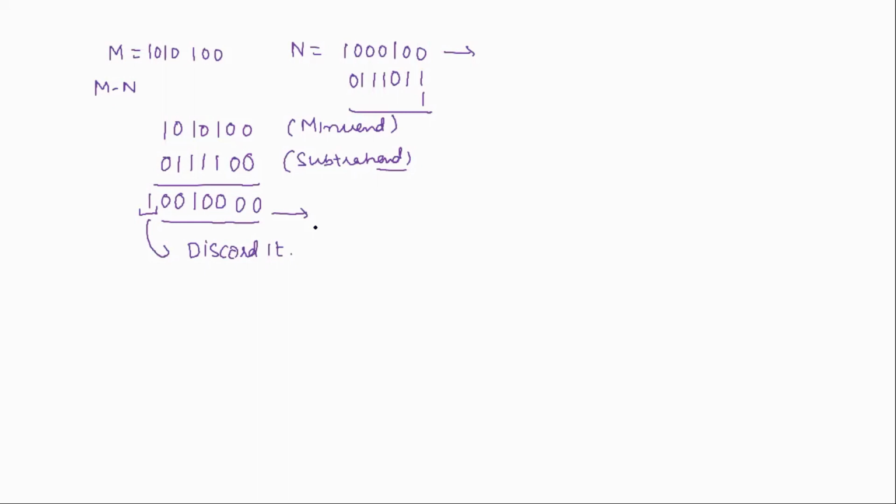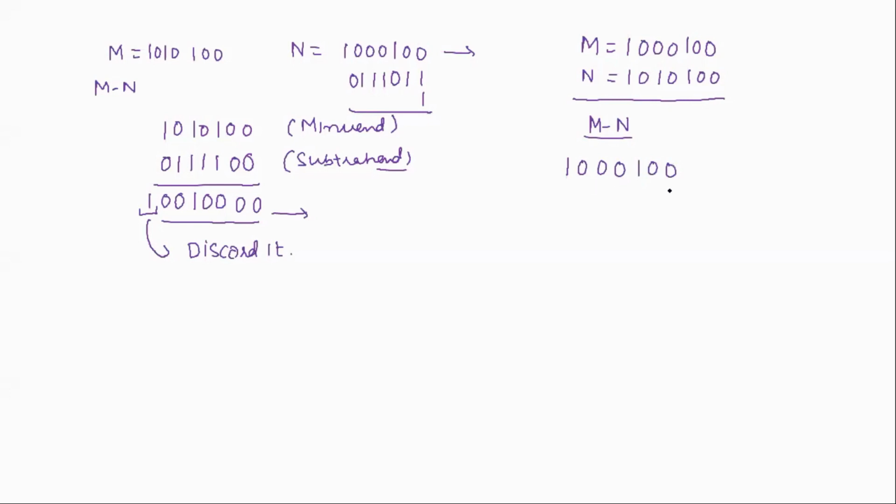Now suppose I am giving you one more example. In this, your M is equal to 1 0 0 0 1 0 0, and your N is 1 0 1 0 1 0 0. So here it is evident that your N is larger than M and you want M minus N. So you will write M as it is, and N you will write.